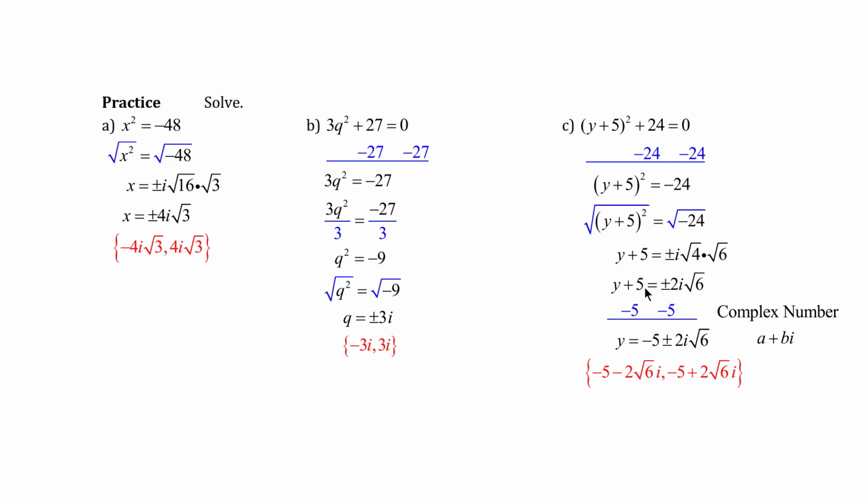Next, we need to get rid of the 5 by subtracting 5 from both sides of the equation. The result is y equals negative 5 plus or minus 2i root 6. Now for our final answer, we're going to write this in the proper format for a complex number, which is a plus bi. So for our final answer, in set notation, we write a set of curly brackets, and on the inside, we write negative 5 minus 2 root 6i, comma, negative 5 plus 2 root 6i.